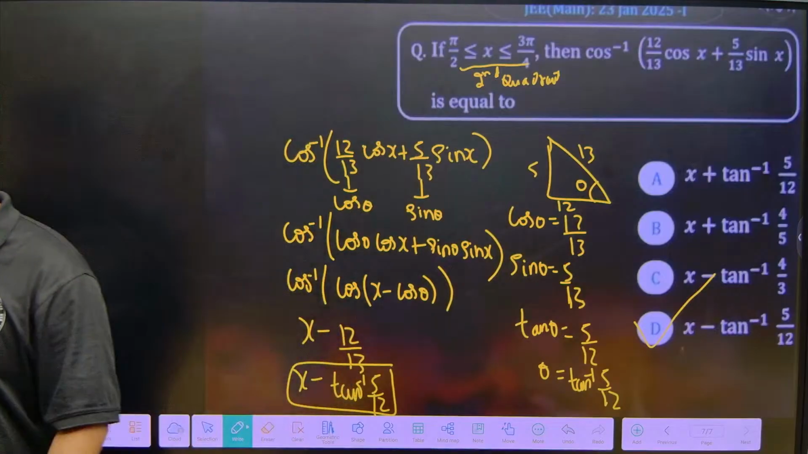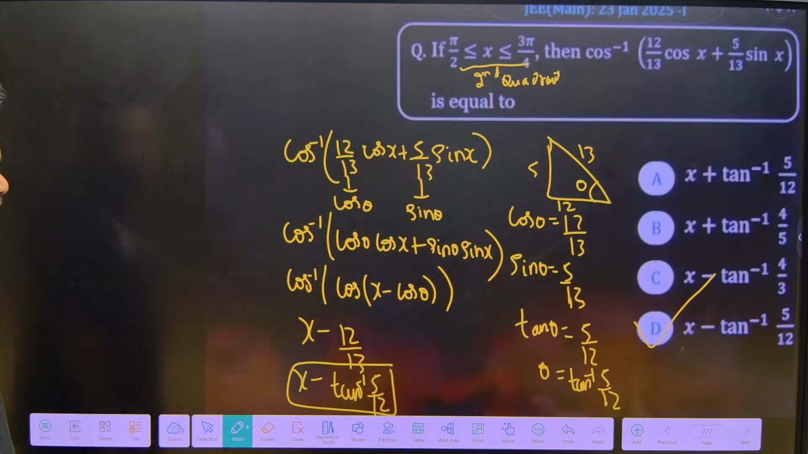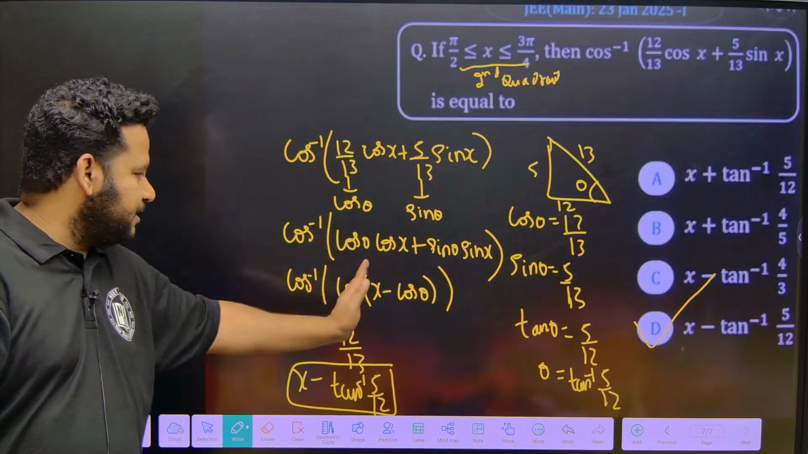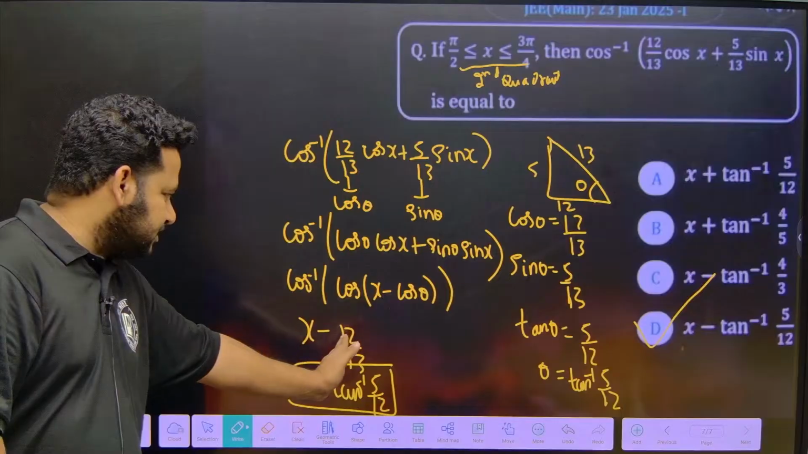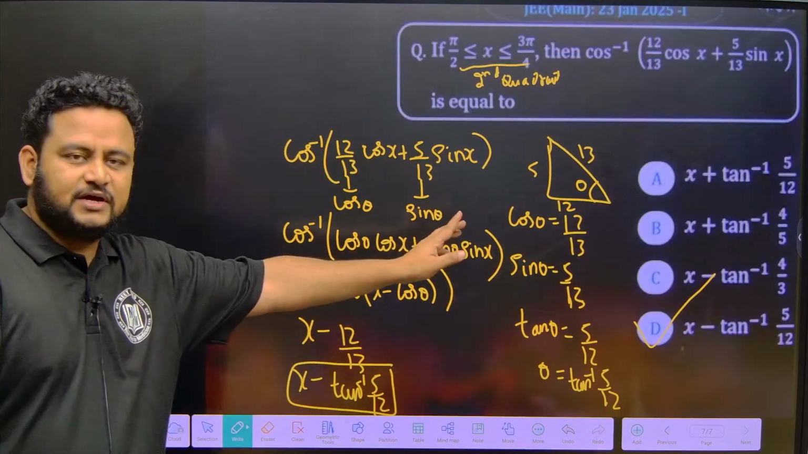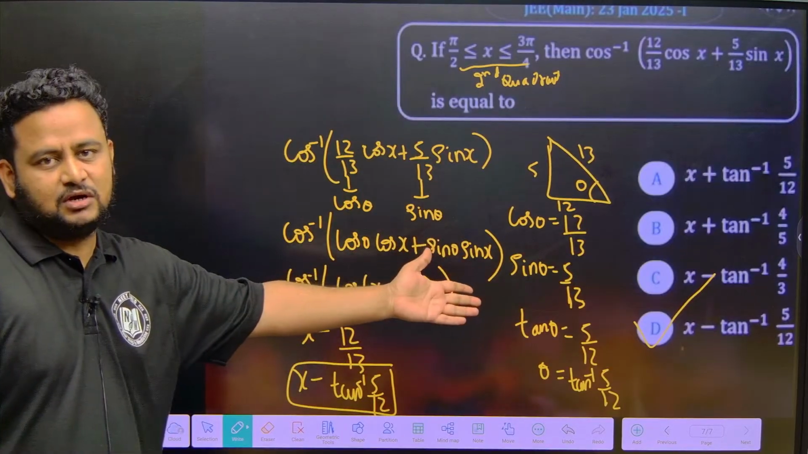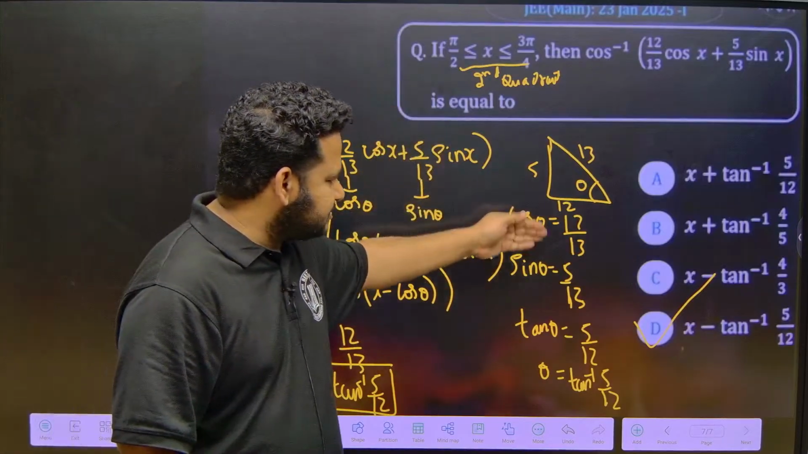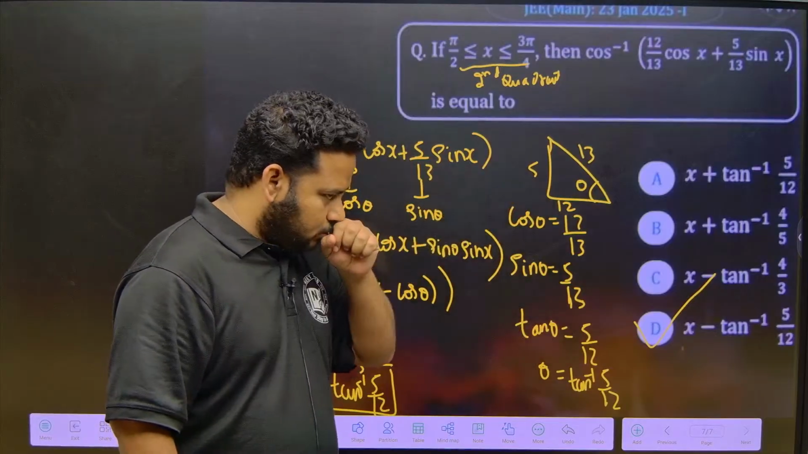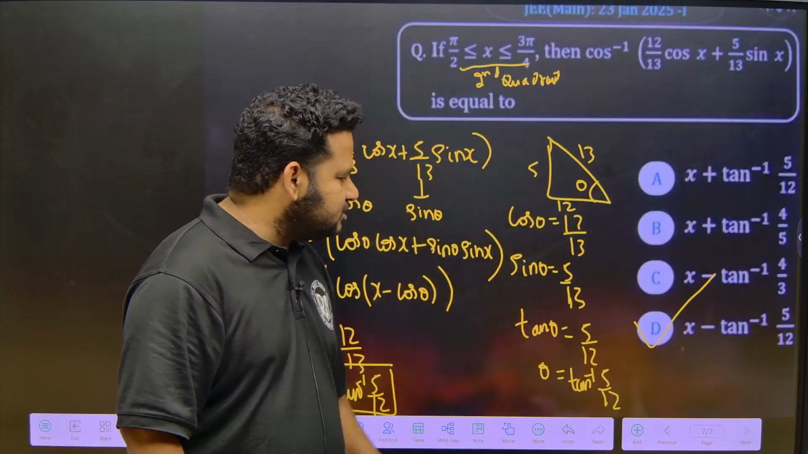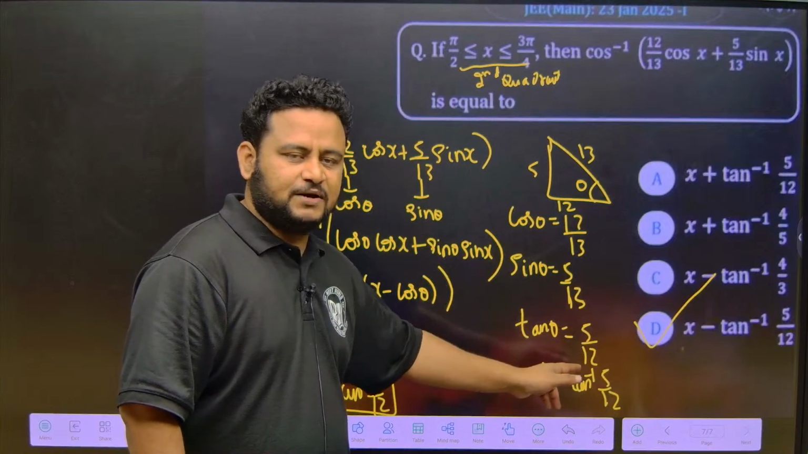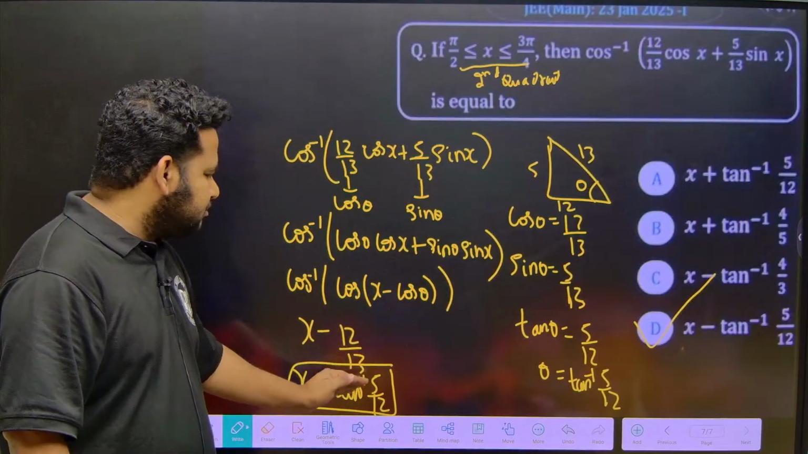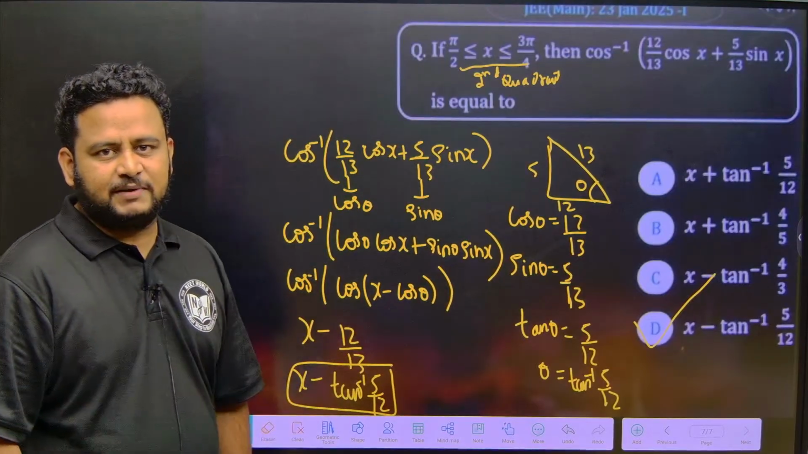I hope it is clear to all of you. This is the last question we had to solve. Here I put cos theta, here I put sin theta, and I get it in terms of cos of a minus b. So x minus cos theta, that is 12 by 13. But in the options we are given it in terms of tan inverse, not in terms of cos. So using the cos and sin, definitely I can get tan, that is opposite by adjacent. Tan theta is equal to 5 by 12, so theta is equal to tan inverse of 5 by 12. So here it will become x minus tan inverse of 5 by 12. Clear, friends?